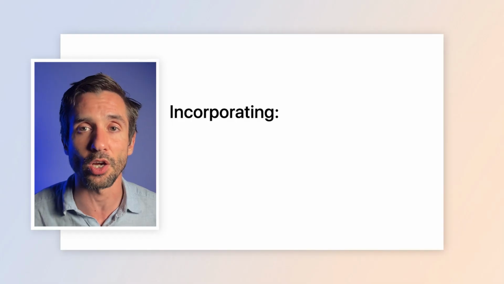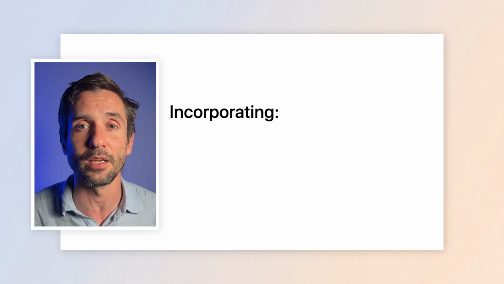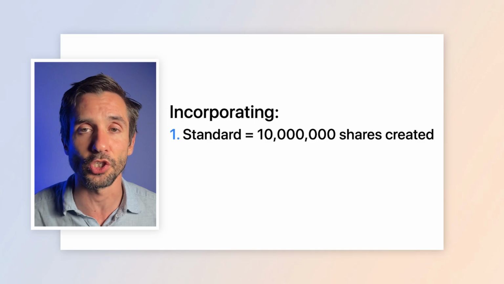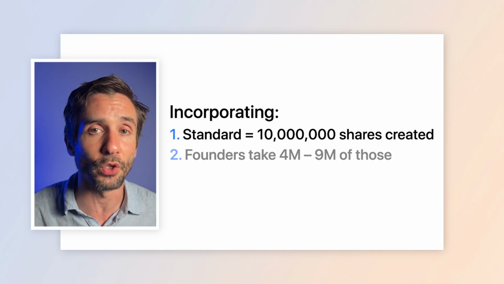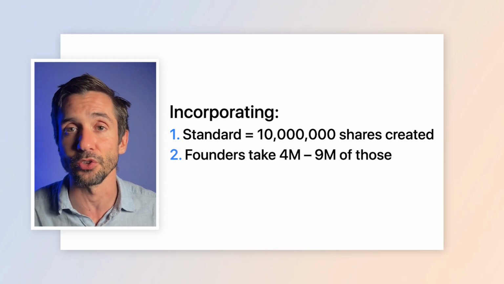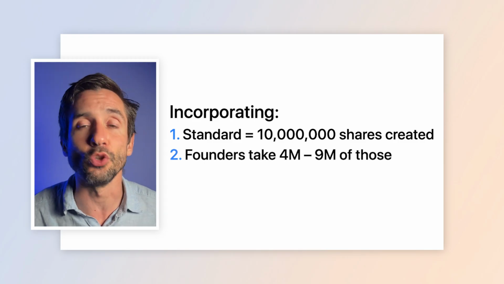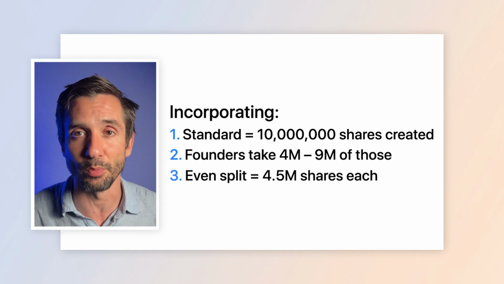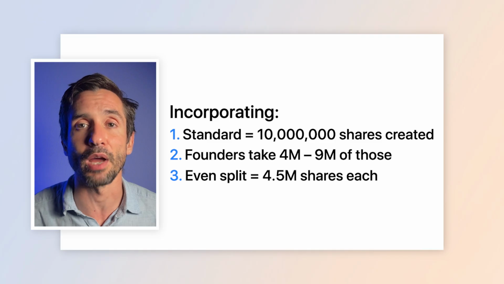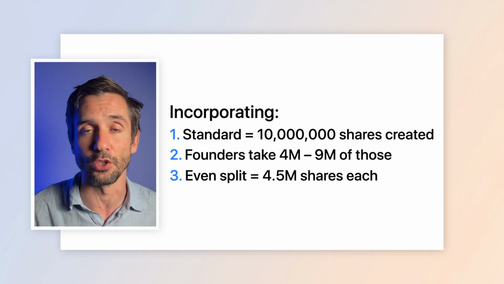When you first set your company up, which is called incorporating, the standard is to create 10 million shares, and the founders usually take or split around 4 million to 9 million of those shares between them. So if it's you and one co-founder splitting that evenly, you each hold 4.5 million shares, and everything you give out after that comes from the shares that you have left.